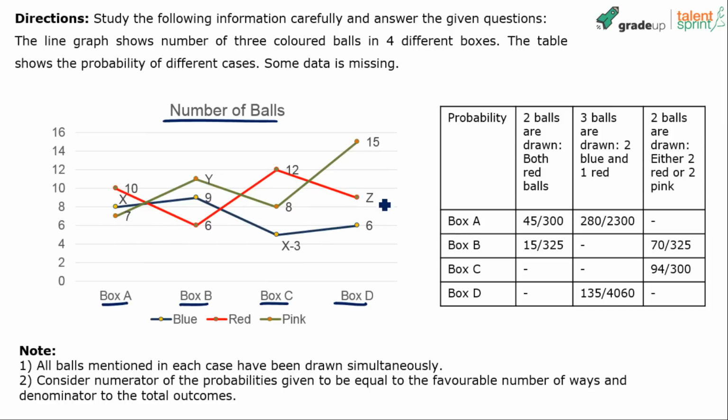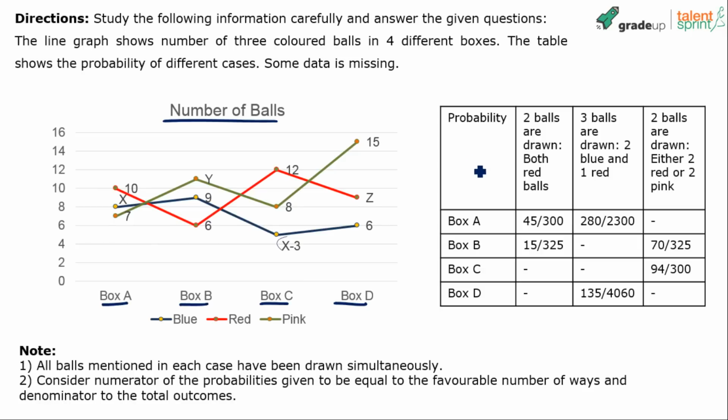And similarly for the other boxes, like here there's unknown value Y, here there's unknown value X minus 3, here there's an unknown value Z. We'll figure out, I mean, it's not really missing. Some way or the other, these values can be found, right? So the line graph talks about simple data, number of balls of these 3 different colors, blue, red, and pink, in these 4 boxes.